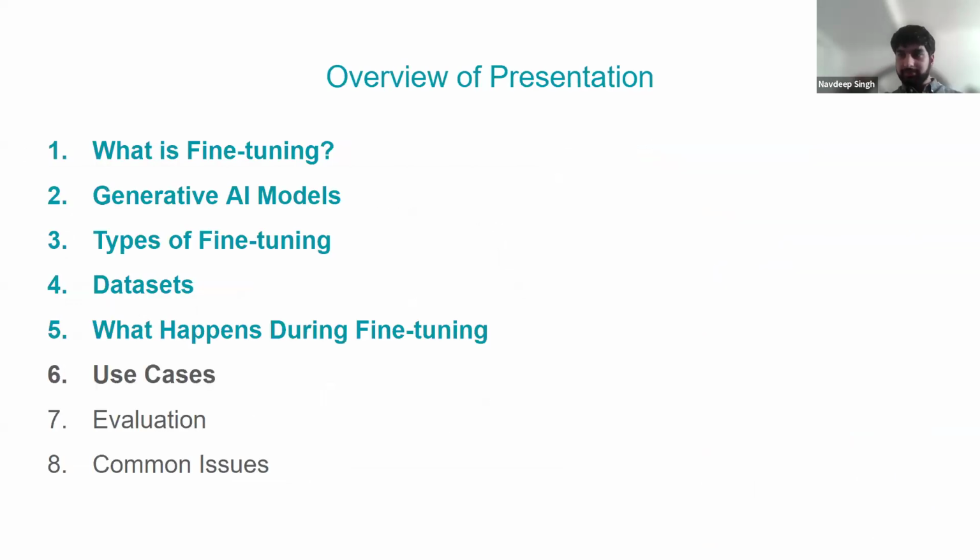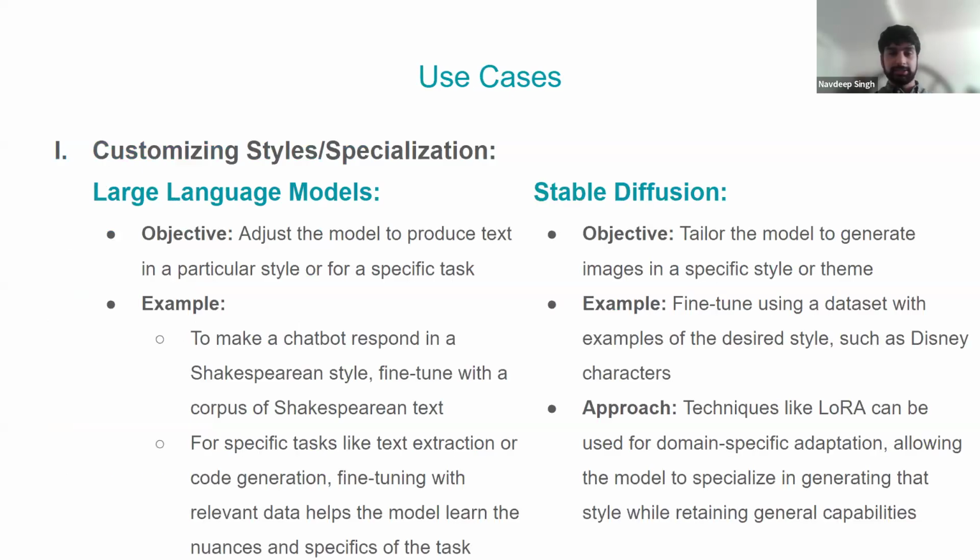Now you might be wondering, okay, I understand what fine-tuning is, you drilled it into our heads enough times, but what are the actual use cases when it comes to fine-tuning? And when is the right time to fine-tune? You can break it down into a number of reasons. I'm going to break it down into two main ones. The first one being customizing styles and specialization. So we touched upon this when I gave you the Stable Diffusion example, right?